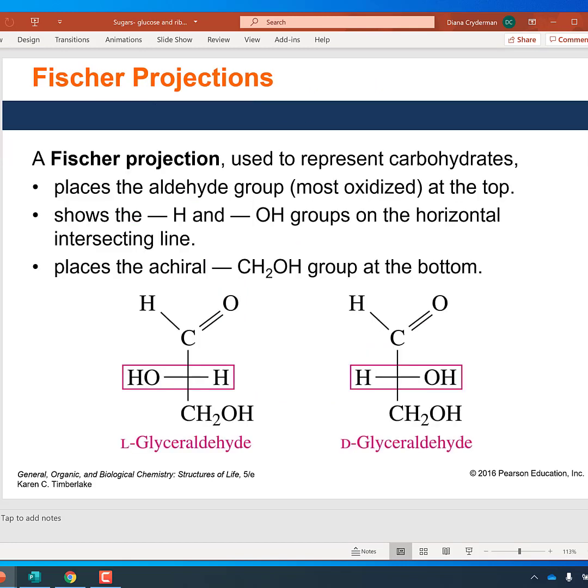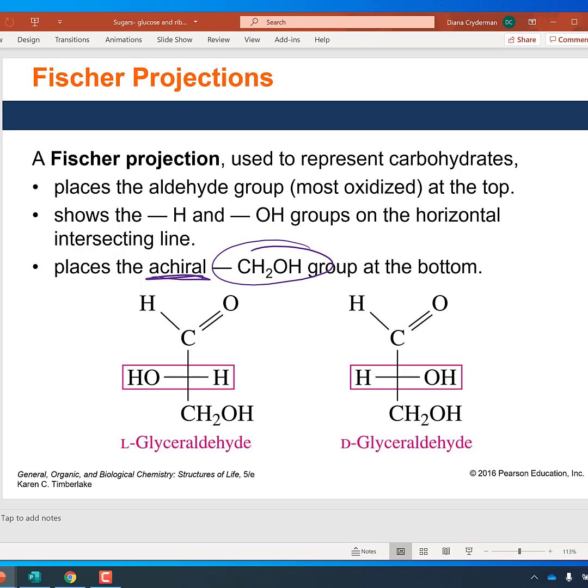So in general, the Fisher projection just represents our carbohydrates, where we place the aldehyde group or the most oxidized group as high towards the top as we can. And then we place all the hydrogens and hydroxyl groups at intersecting horizontal intersections across. And then we place the achiral CH2OH group at the bottom.